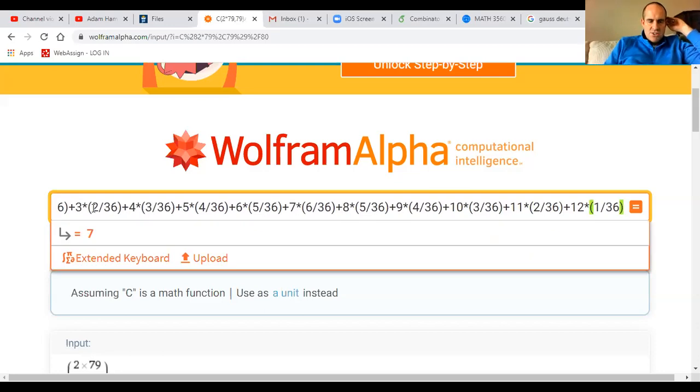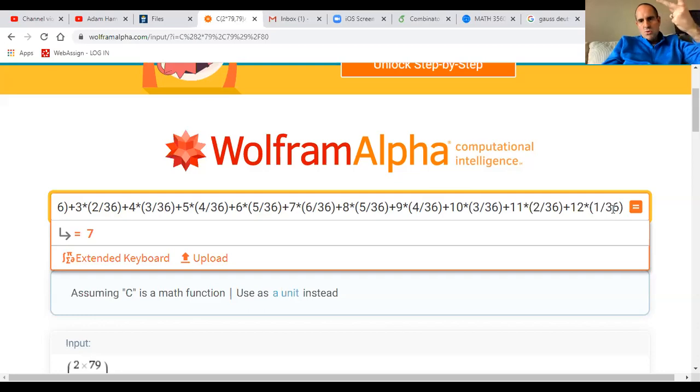Okay, and before I hit enter, it's already giving us the answer here. It's 7. Look, this is perfectly symmetrical: 1, 2, 3, 4, 5, 6 out of 36, then 5, 4, 3, 2, 1. You would expect, since it's a nice symmetrical distribution, that the average would be right in the middle.